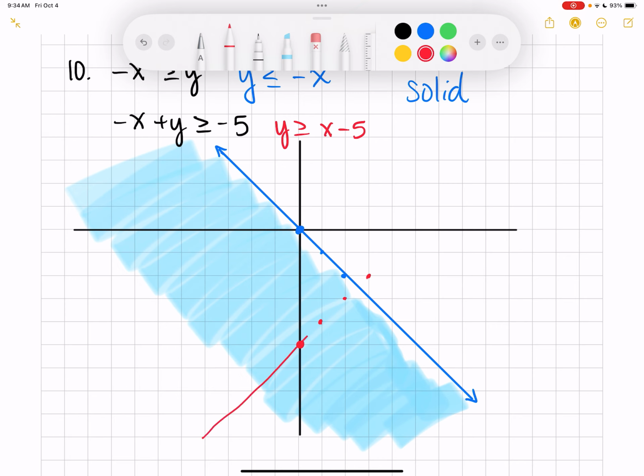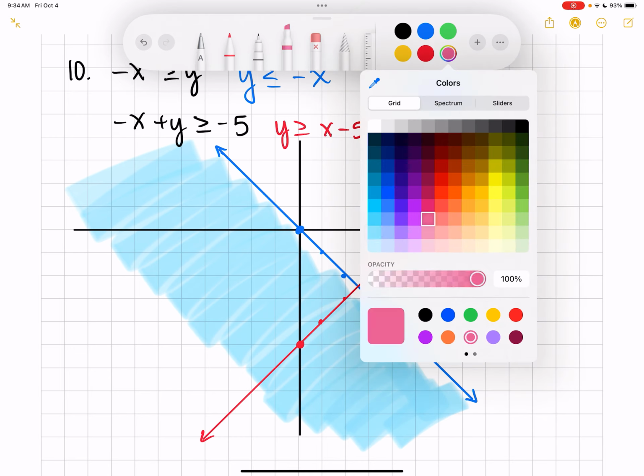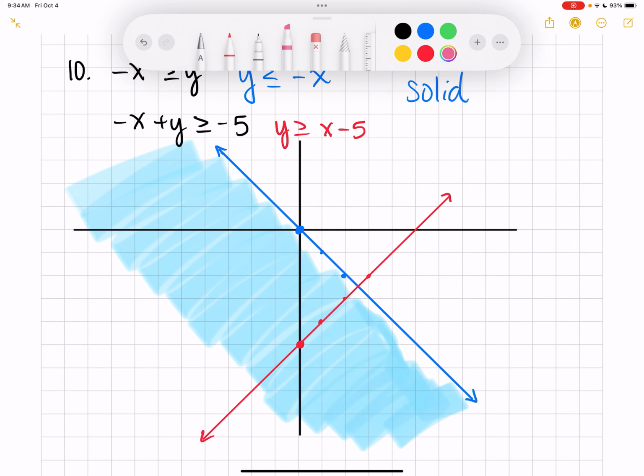Oops, I put blue for both of them. The lines don't necessarily need to be graphed in different colors. I would just shade with different colors. All right, where does this one get shaded? Above, so it's up here.